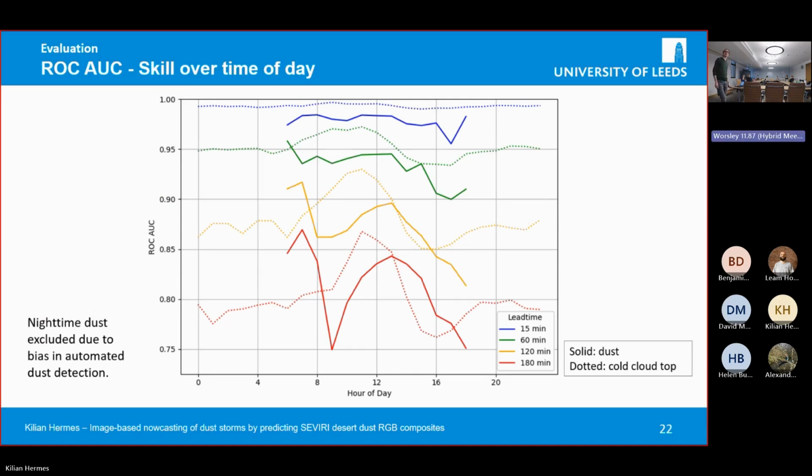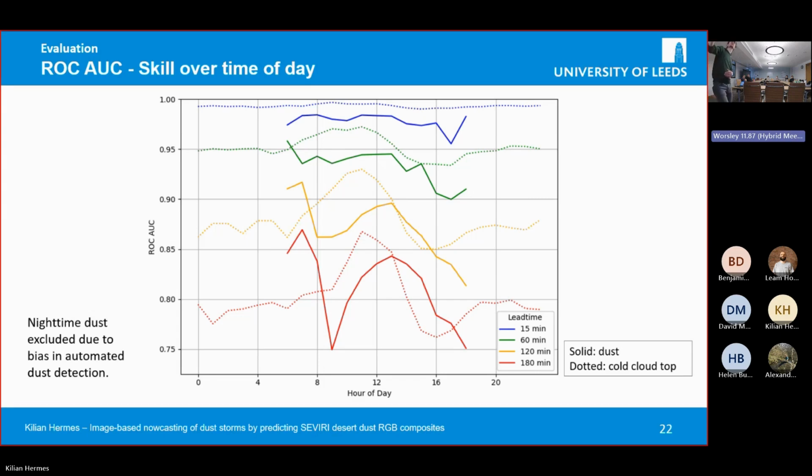In dotted, it's the cold clouds, and in solid, it's the dust forecast. The dust is only for daytime, so we say from 6 a.m. to 6 p.m., since the dust detection, or the pinkness anomaly detection, has quite a strong diurnal cycle, and that would mess things up at night. We only look at daytime dust, and we look at clouds.